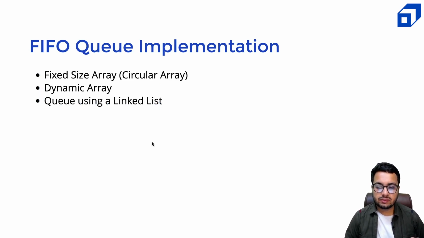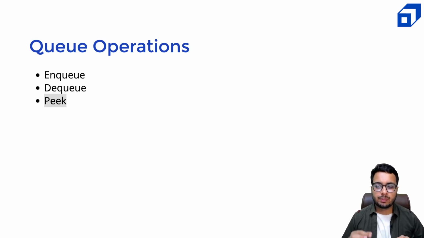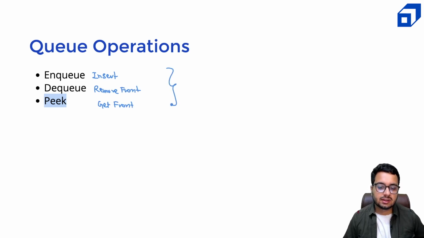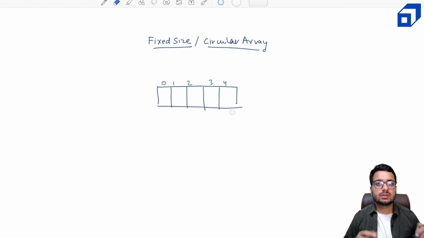So let us start with the first implementation, that is implementing a queue using a fixed size array. Now let us talk about how we can implement operations on a queue using a fixed size array. The three operations that we need to build are enqueue, dequeue, and peek. Enqueue means I want to insert something into the queue. Dequeue means I want to remove the element at the front, and peek means I want to get the element at the front. These are the three things that we will have in a FIFO queue, first in, first out, right? Now let's see how we can use a fixed size array to create these operations on the queue, right?